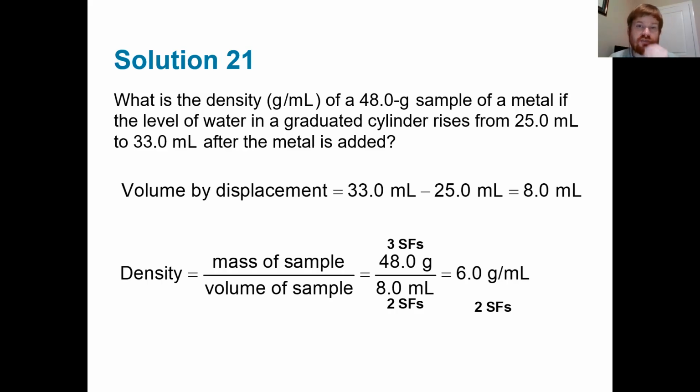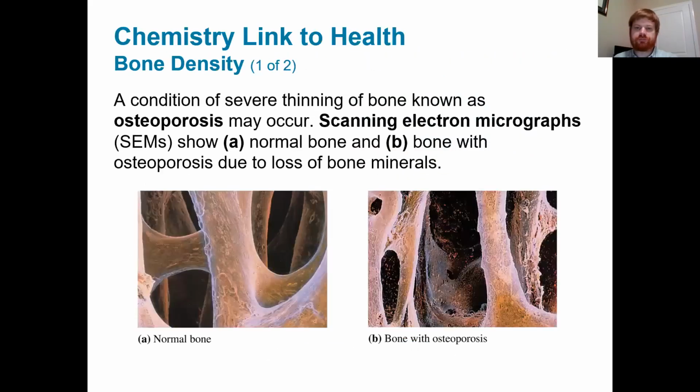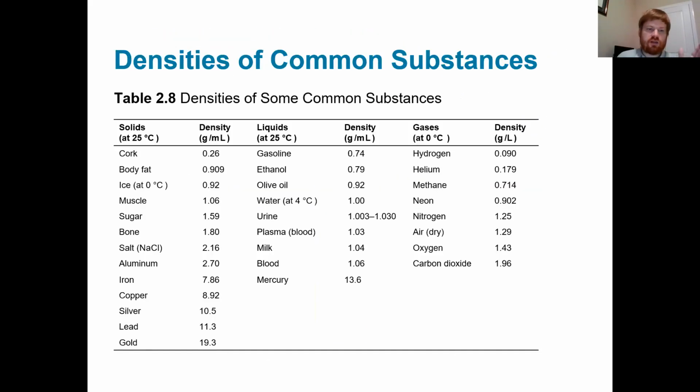Now, another way you can take this further is I might ask you on a test, for example, what metal might this one be? Well, what's cool about density is it's a definite property for a given metal. For example, silver is always going to have a density of 10.5 grams per milliliter. So if you measure a metal and it looks like silver, but its density is not 10.5 grams per milliliter, that tells you that your metal is not actually silver.